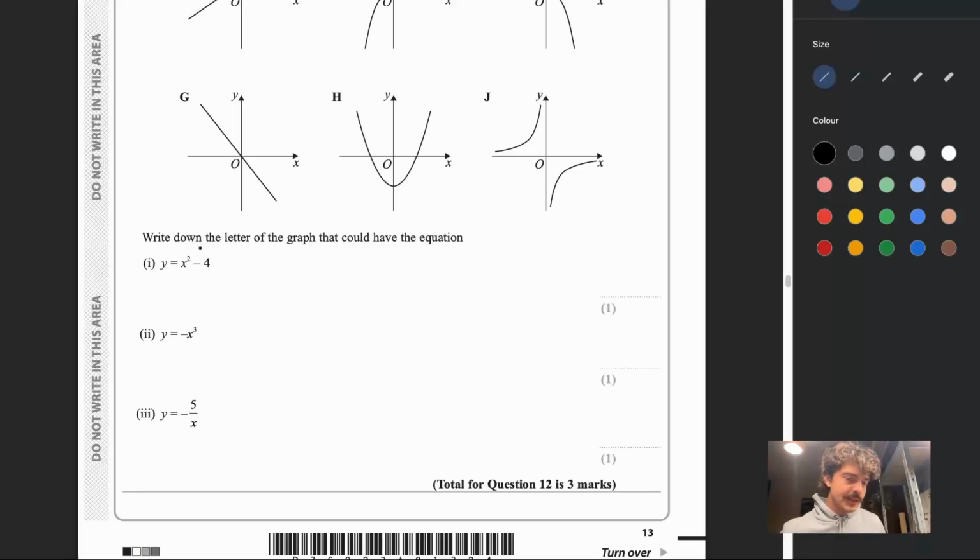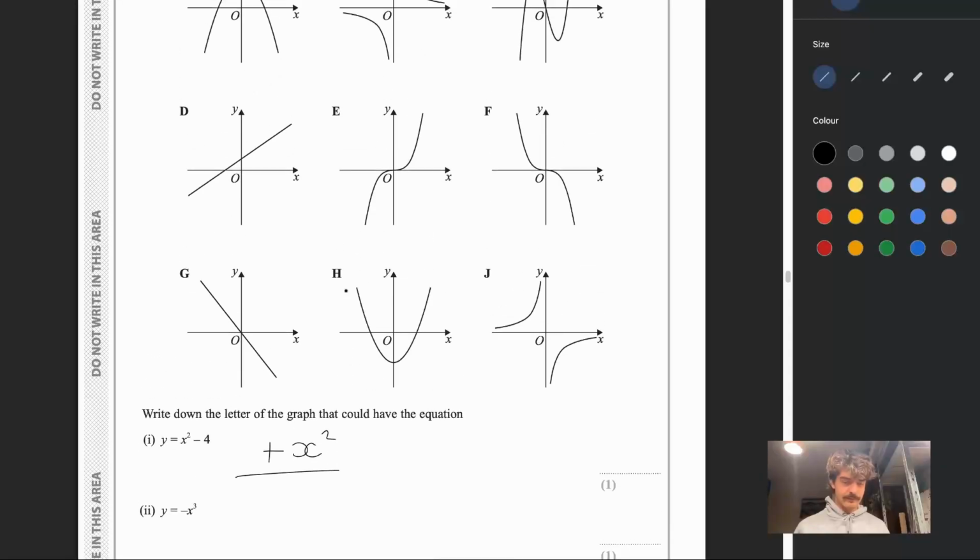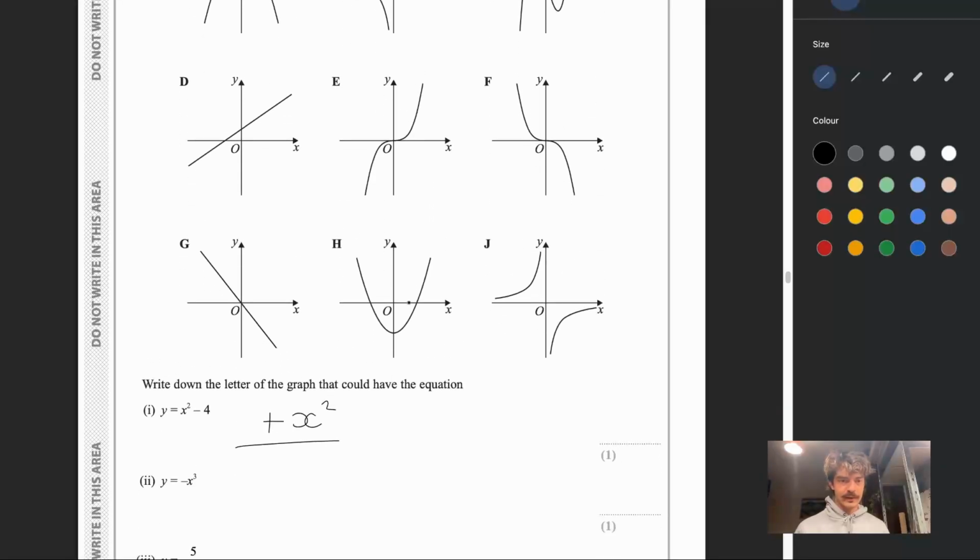I is defined by its highest power. In this case it's x squared. X squared in this case is positive, and this helps us figure out what type of graph it is. The positive x squared graph is H. So this is a positive x squared graph. Note it's kind of like a smiley face sort of characteristic.